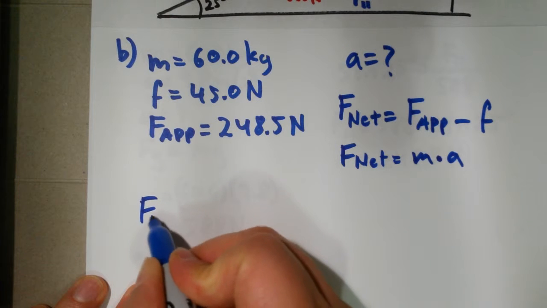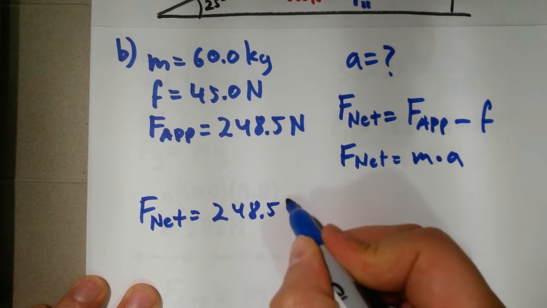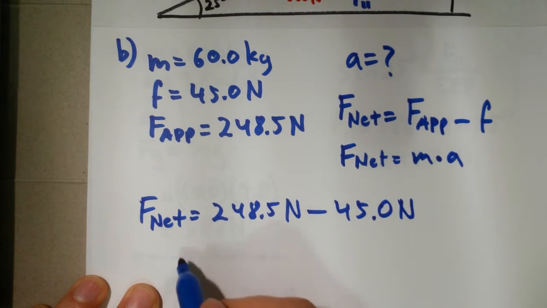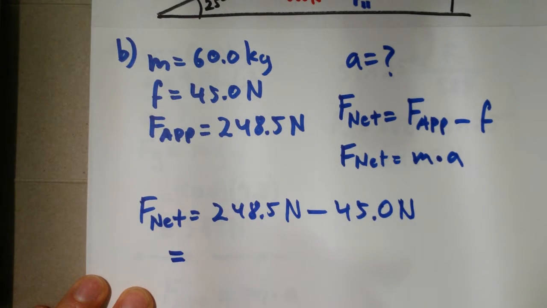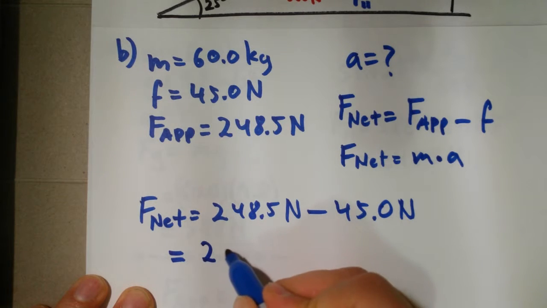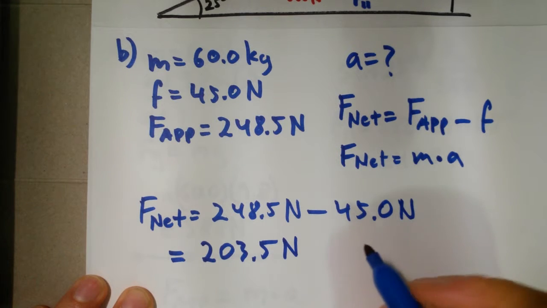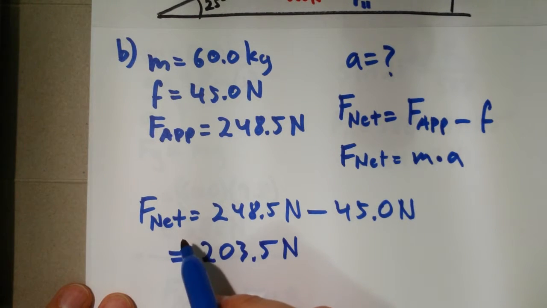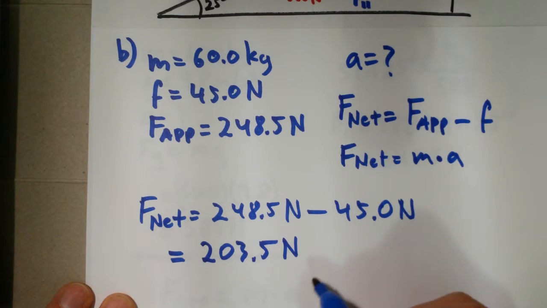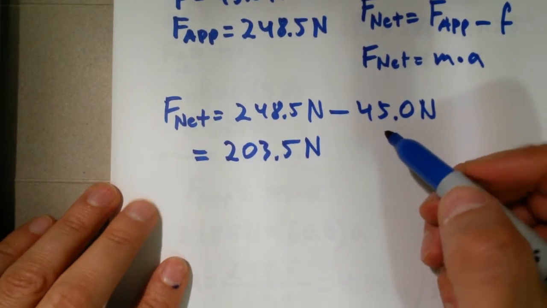So now let's figure out the net force, step 1. Our net force will be, well, our force applied was 248.5 newtons minus the force of friction, which is given to us, it's 45 newtons. Okay, so you put it in, you subtract it, and you get 203.5 newtons when you subtract these two. Now we know what the net force is, and now we can use this formula, F net equals m times a, so that we can figure out what the acceleration is. So let's do that right now.